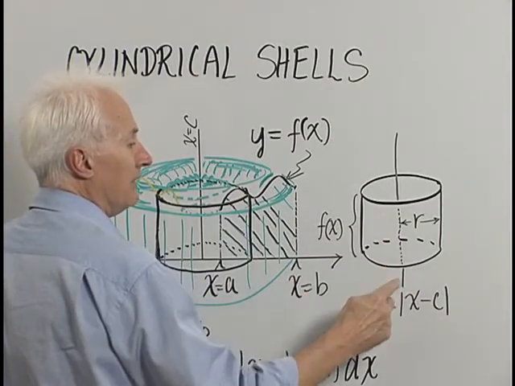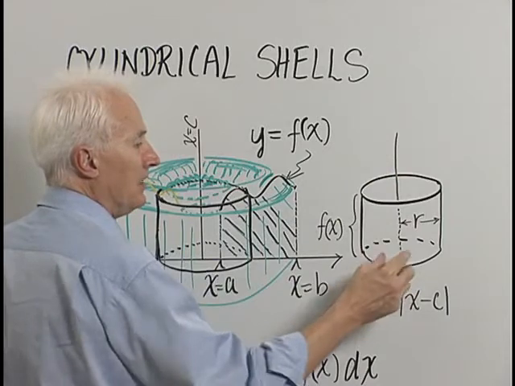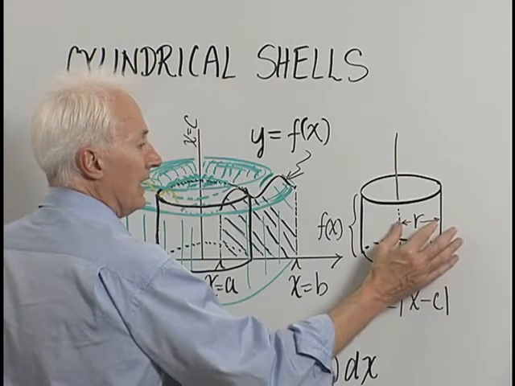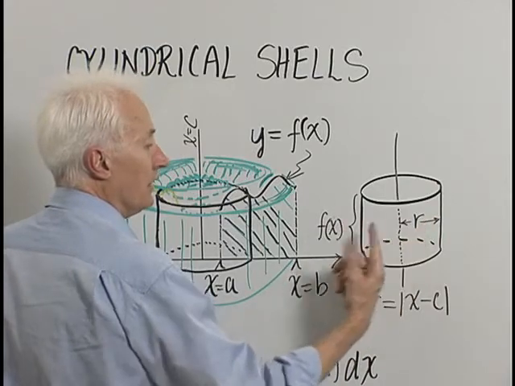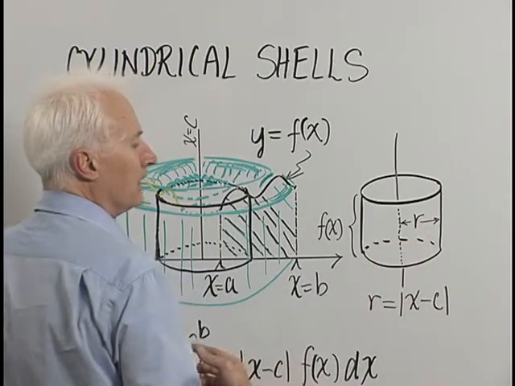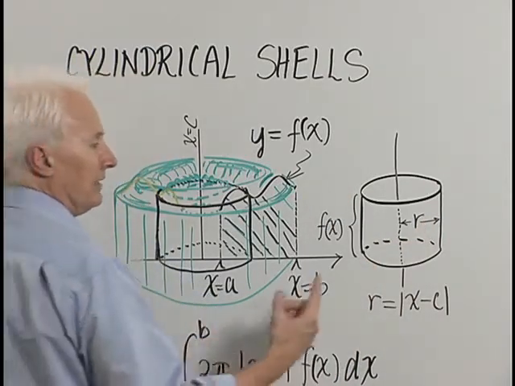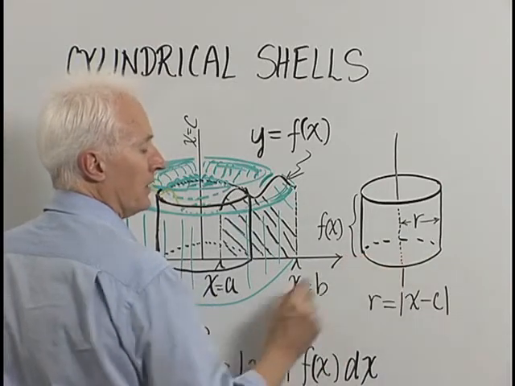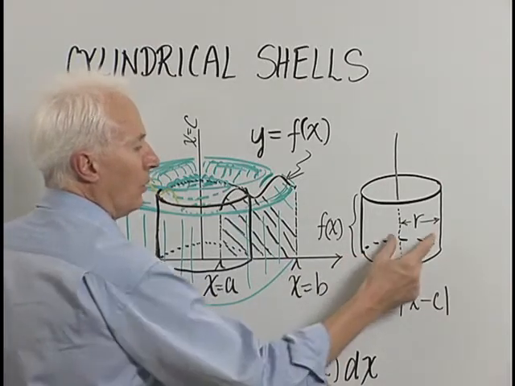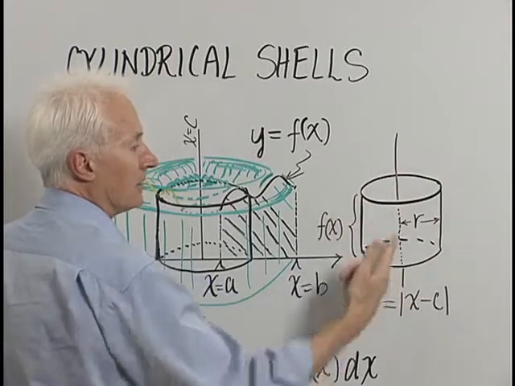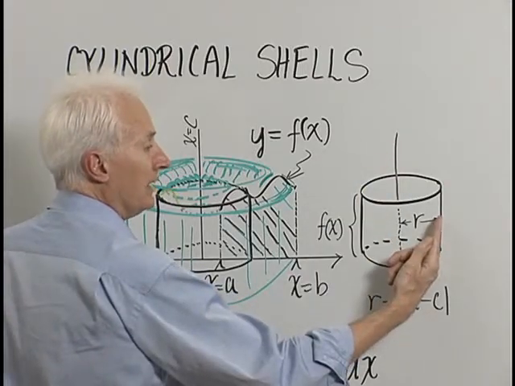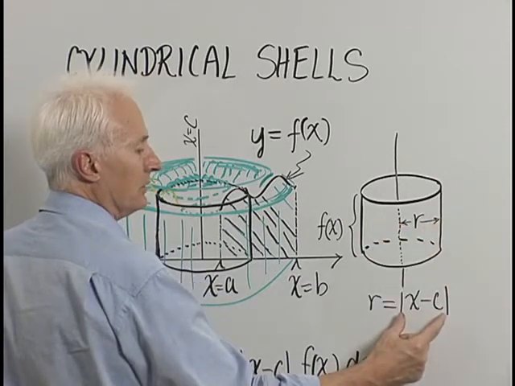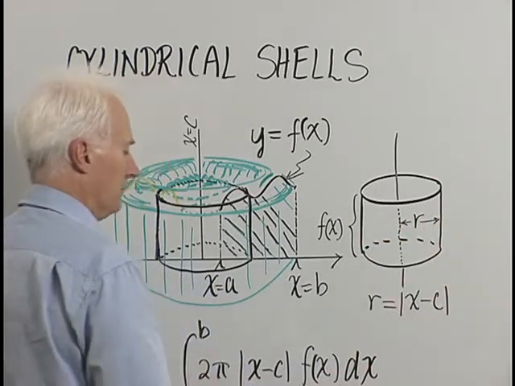Its height is f of x. Here's the axis of rotation, and the radius of that cylinder, call it little r, characterizes it together with the height so that we can compute its volume. And the volume is simply the surface area times the thickness. Well, what is that radius? Remember, the axis of rotation is x equals c, and so if I'm out here at x, the difference is the absolute value of x minus c.